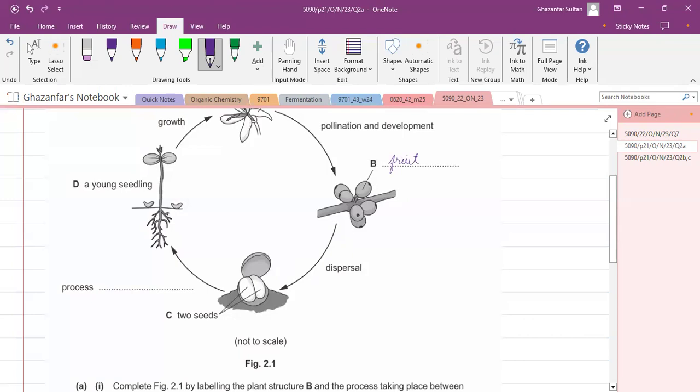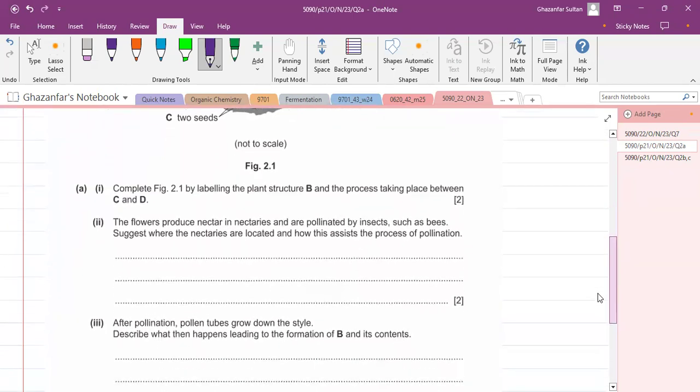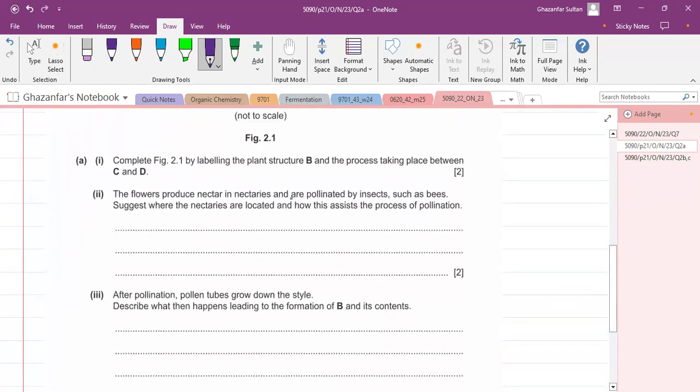And within the fruit, seeds are produced. And these seeds are germinating here. So the process is germination. You see that 2 seeds are there, and these seeds germinate to produce a seedling. So the process between C and D is germination.